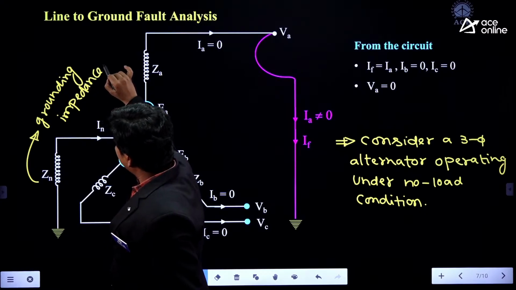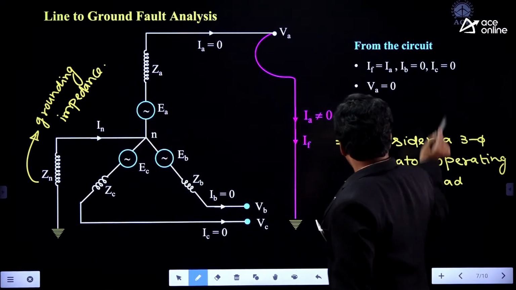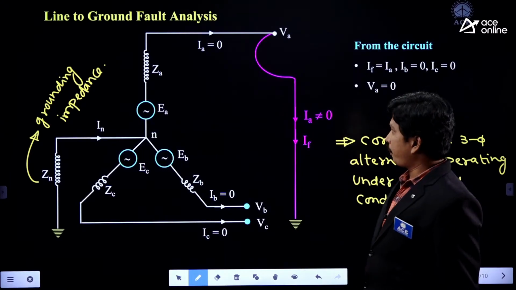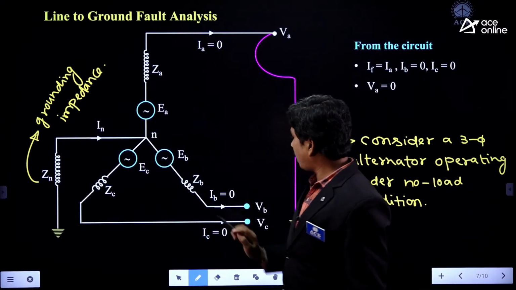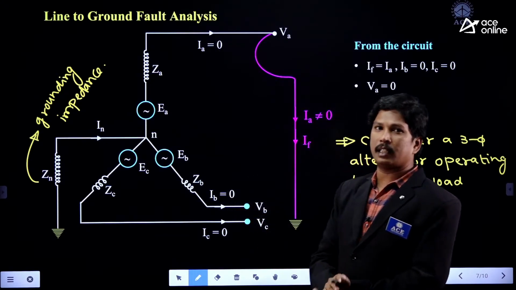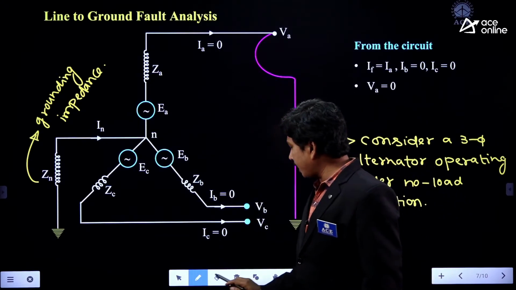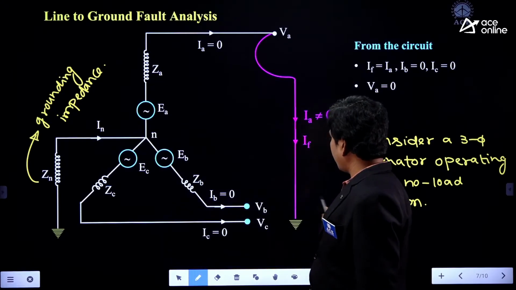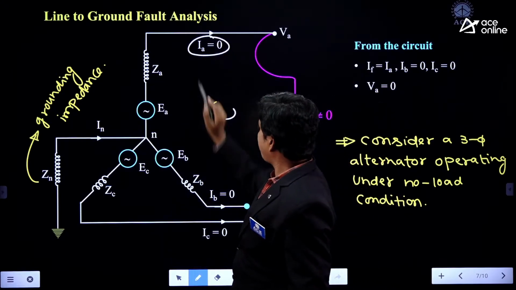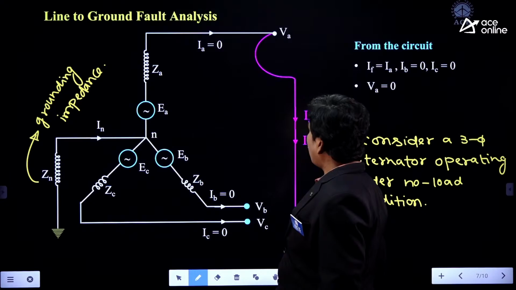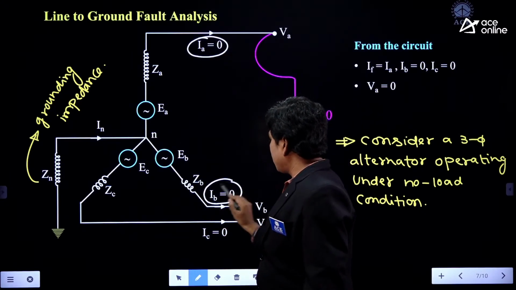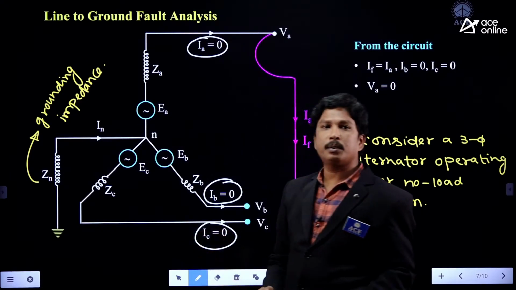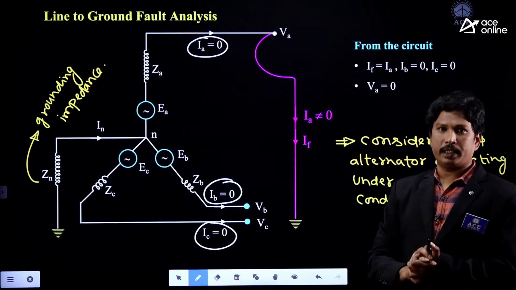Right. Now we are told that it is operating under no load condition. That means before the fault condition, the current flowing in phase A is 0, phase B is 0, and phase C is also 0. So all three currents are 0 before the fault condition. Here IA is 0, IB is 0, and IC is also 0.